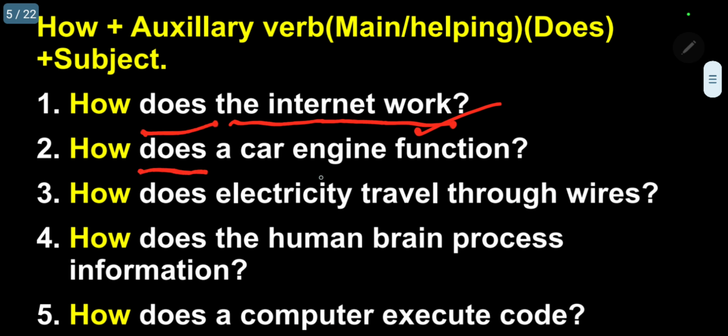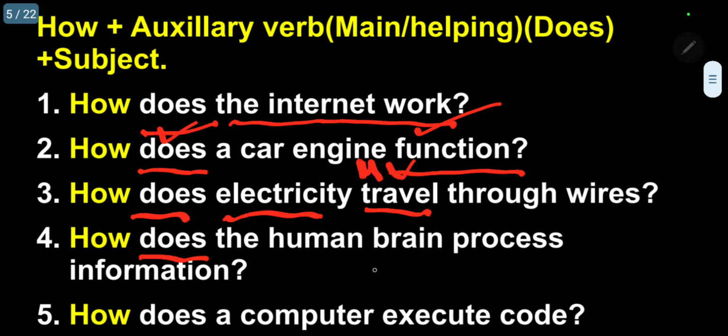How does a car engine function? Function main verb, does auxiliary. How does electricity travel through wires? Travel main verb, does auxiliary. How does the human brain process information? Process main verb, does auxiliary.